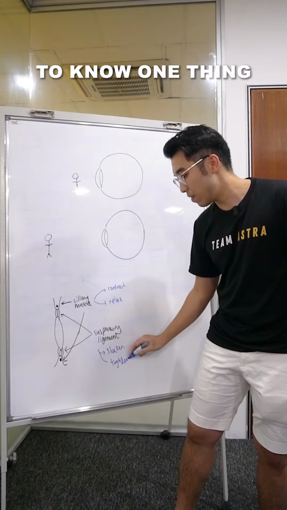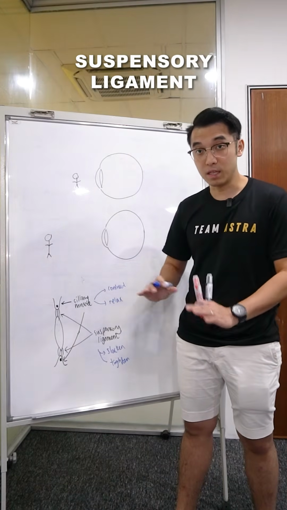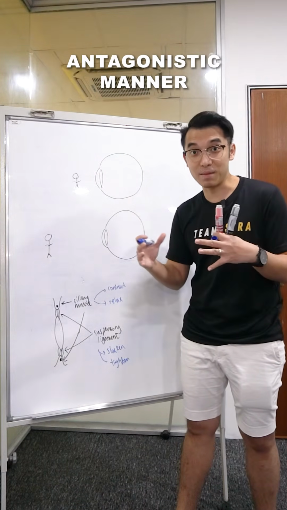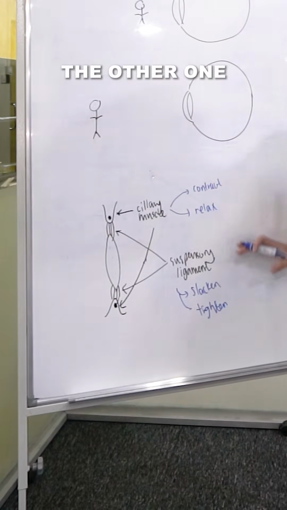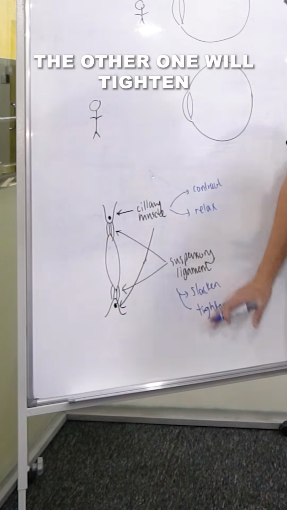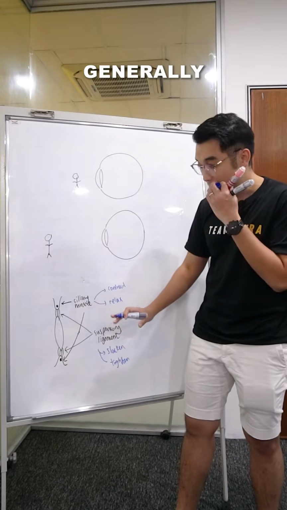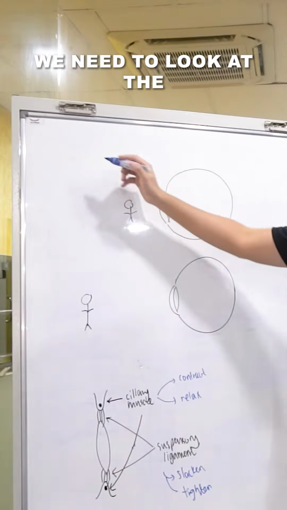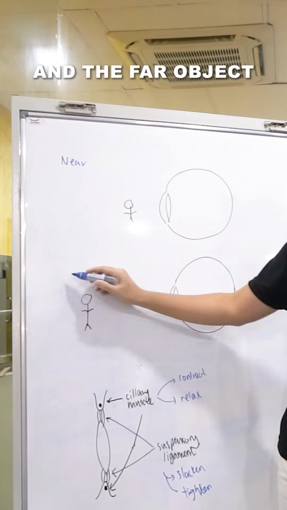I want you to know that the muscles and the suspensory ligament work in an antagonistic manner, meaning when one contracts, the other one will slacken. If one relaxes, the other one will tighten. So this is how they work. Generally, to understand this accommodation, we need to look at the near object and the far object.